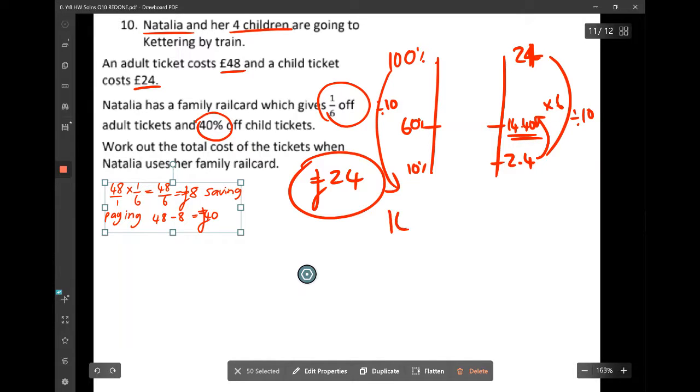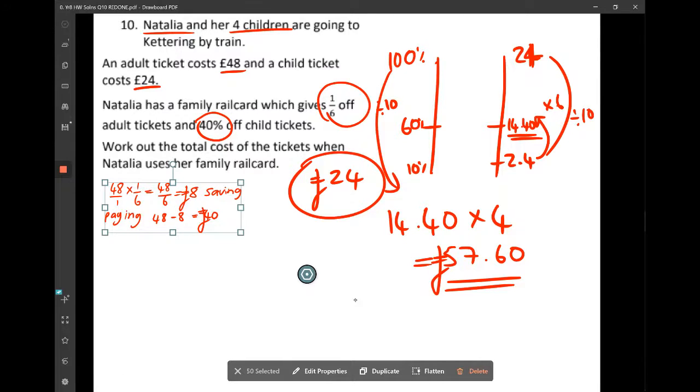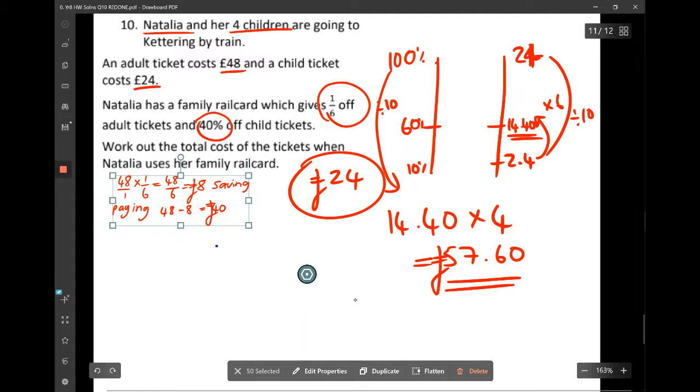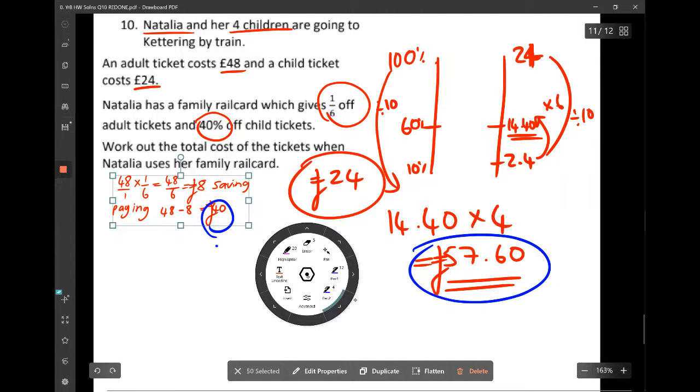So £14.40 multiplied by 4. So we can do £14.40 times 4. That will give you £57.60. And that's the price of the child tickets. Now we already know that she's paying £40 and children are £57.60. So in total, we can just add them together.